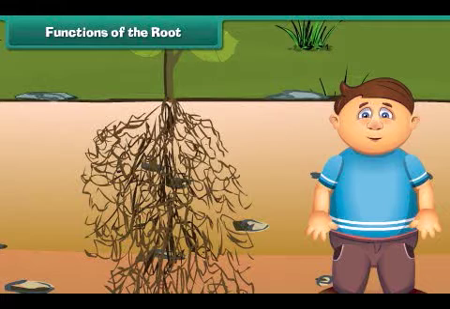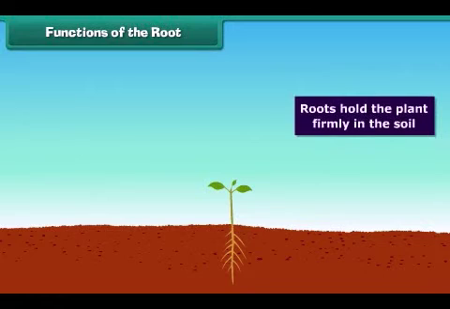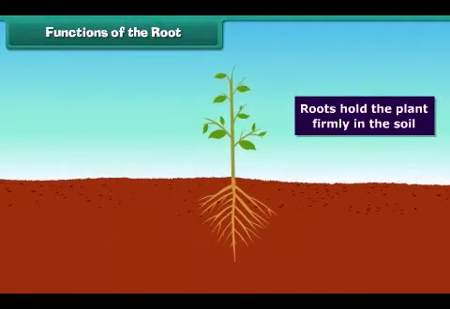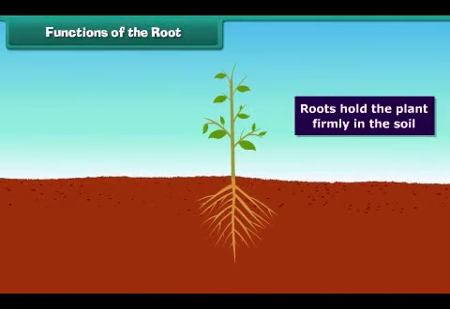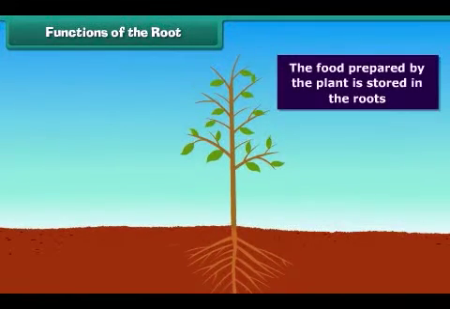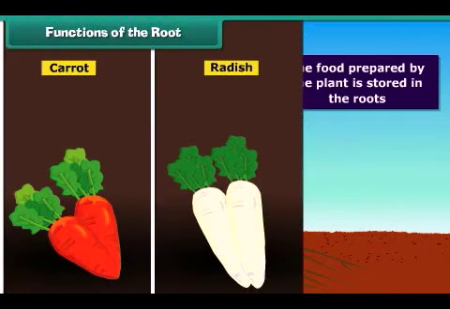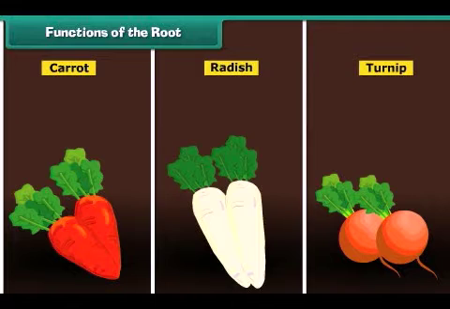But now the question is, what are the functions of the roots? Friends, actually roots hold the plant firmly in the soil. They also absorb water and nutrients from the soil and send them to the other parts of the plant. Roots also perform the function of storage of food in some plants such as carrot, radish and turnip. The food prepared by the plant is stored in the roots. We eat these roots and get nutrition.